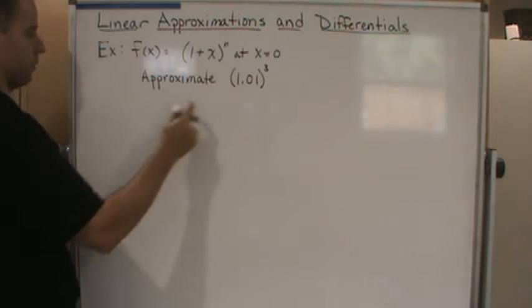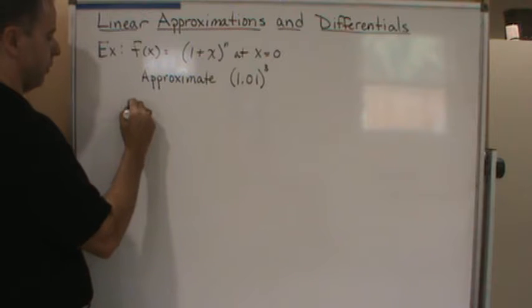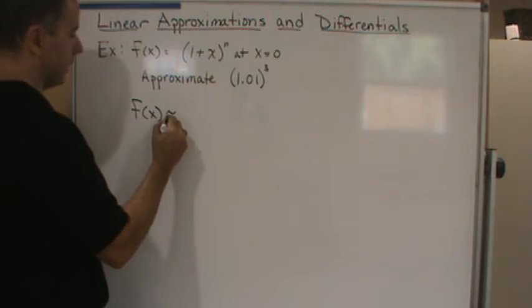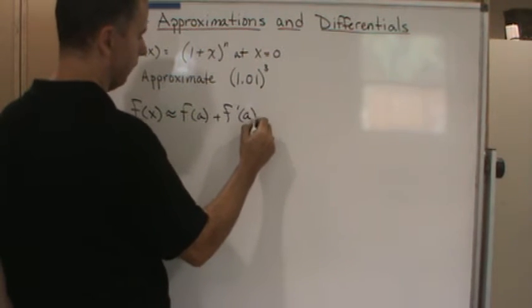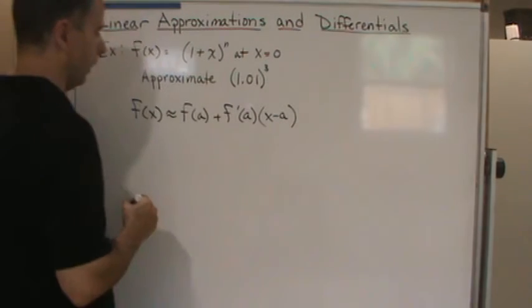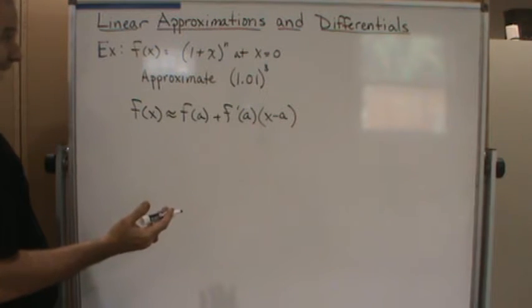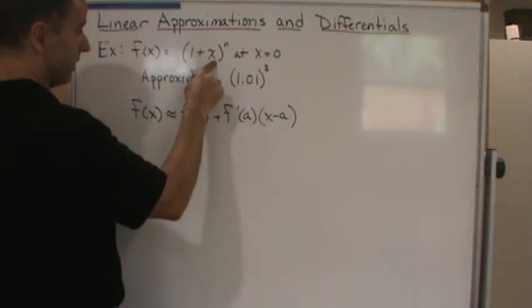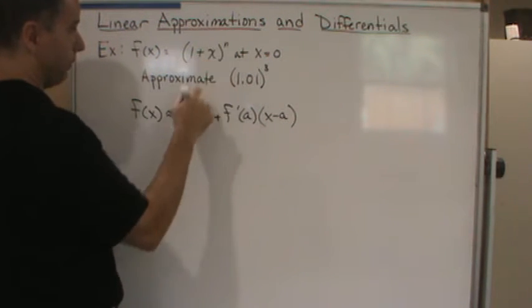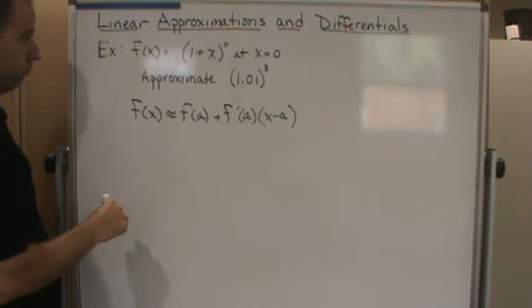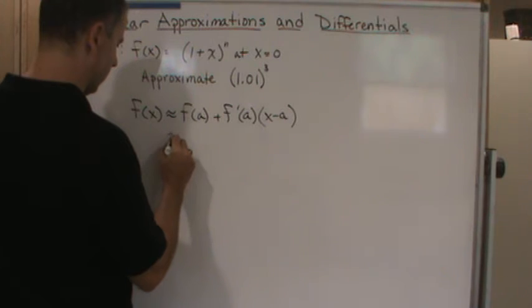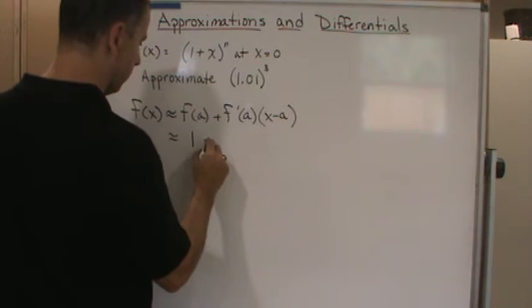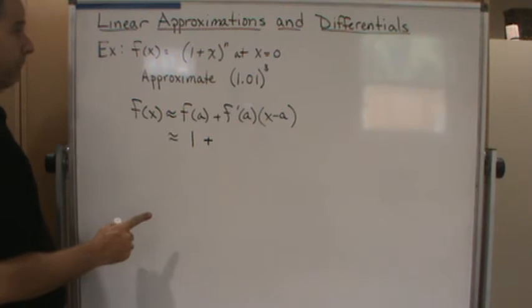So let's again start with what we know, right? We start with the linearization. So f of x is approximately equal to f of a plus f prime of a times x minus a. And now, what's f of a? Well, f of a is, when x is 0, this is just 1 to the nth power, right? Which is always 1. So that's going to be approximately equal to 1 plus, now, f prime of a.